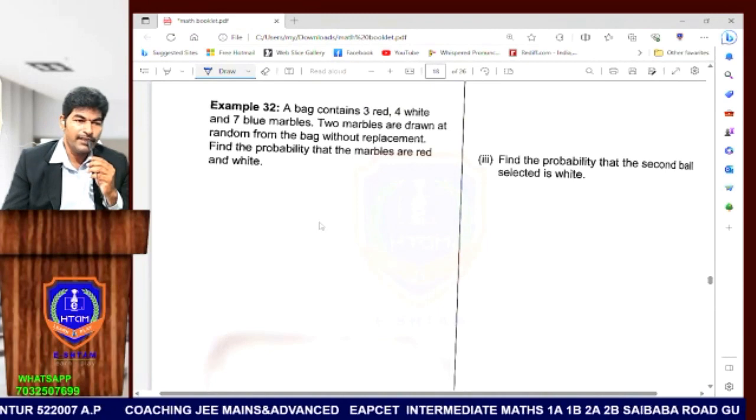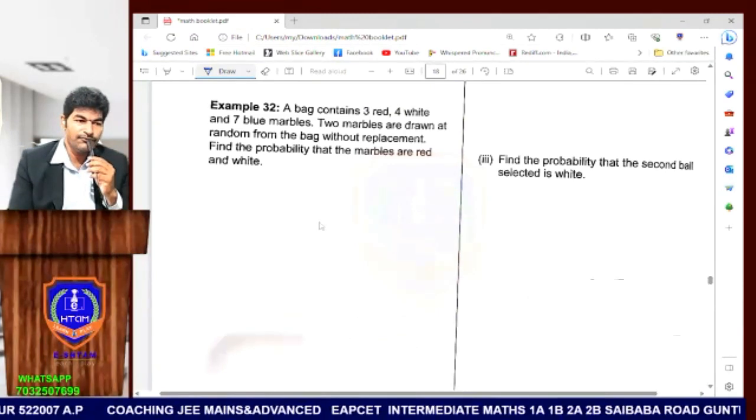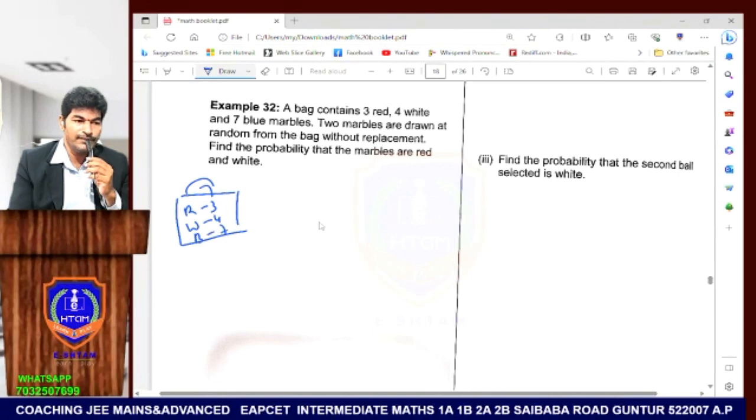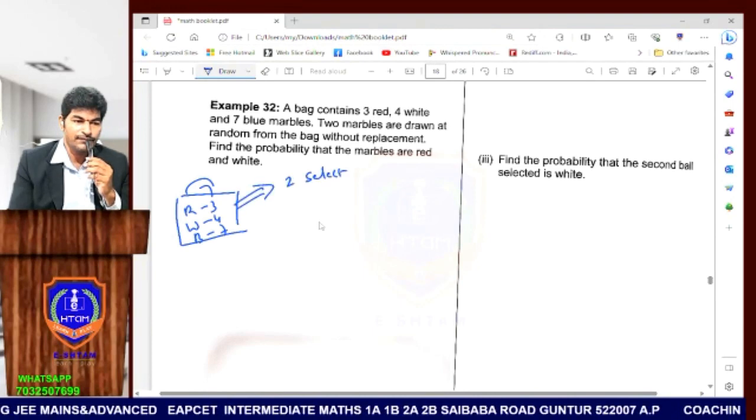Next question. A bag contains 3 red, 4 white, and so many blue marbles, so make a bag. So red 3, white 4, and blue will be 7 marbles. 2 marbles are drawn randomly. So how many are selected? 2 are selected, okay? Without replacement. Yeah, we are not replacing it.